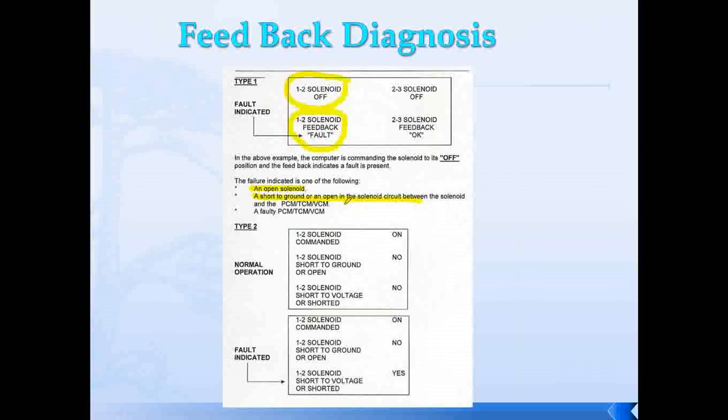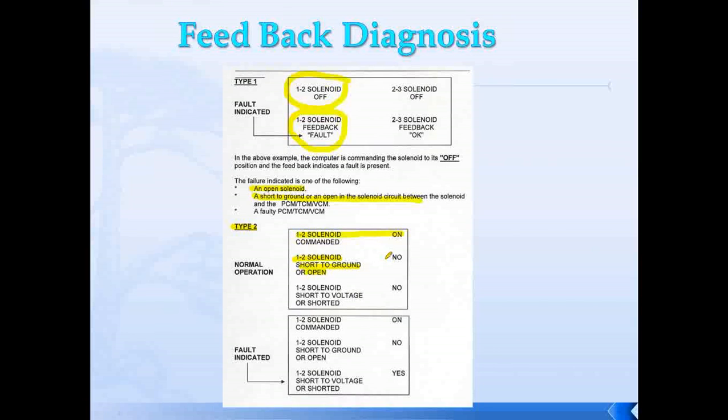Now, the type 2 diagnostics are even simpler than that. What you're going to run across there is they give everything to you in simple English. So here's my command status. We've got the solenoid commanded on. And here's my feedback. 1-2 solenoid feedback, short to ground or open. Is it shorted to ground or open? No, it's not. 1-2 solenoid shorted to voltage or shorted. Is it shorted to voltage or shorted? No, it's not. So in this instance, as long as these two parameters right here read no, we again are very, very happy campers.